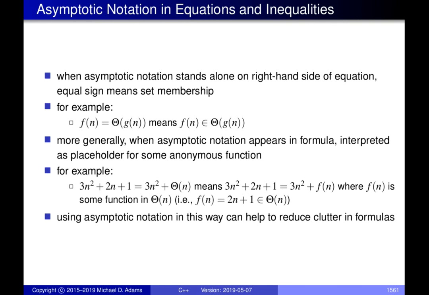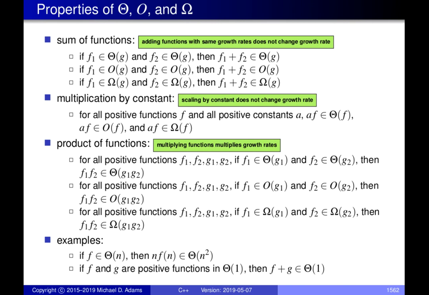And this just helps reduce clutter in formulas, because this is a bit overly verbose to write out, whereas this is much more compact. So these are a few notational things, just so that you're not confused by some of the stuff that shows up. Some properties of big theta, big O, and big omega.